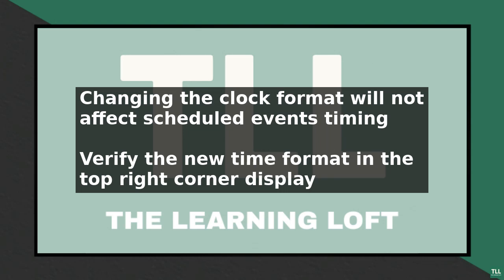By following these steps, you can easily switch between 12-hour and 24-hour clock on your Mac, allowing you to customize your clock to your preferred format. This can be particularly useful if you need to switch between formats for work or personal reasons.